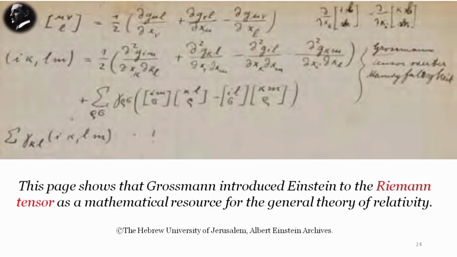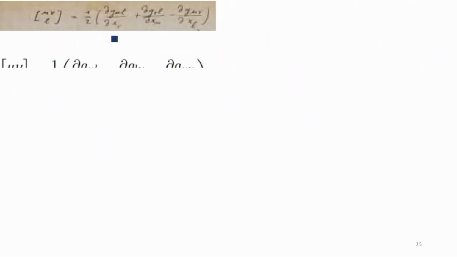Now, this is actually the top portion of Einstein's Zurich notebook. This page shows that Grossmann introduced relativity and the theory of gravitation during the period of collaboration between him and Einstein. This page shows that Grossmann introduced Einstein to the Riemann tensor as a mathematical resource for the general theory of relativity. Let us magnify this page and see what more we can find out.